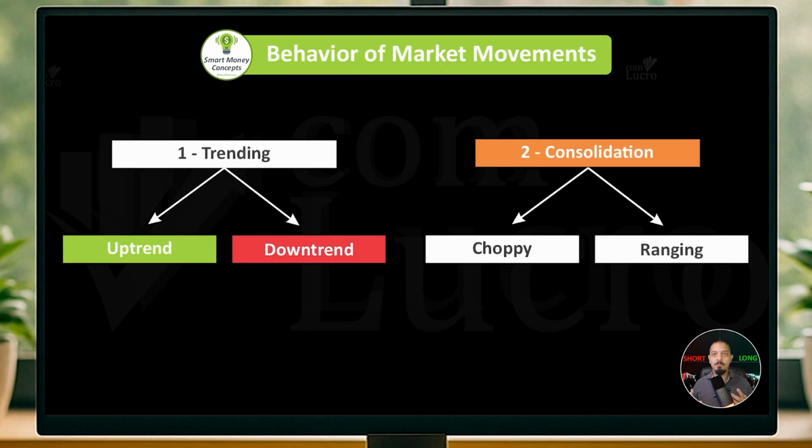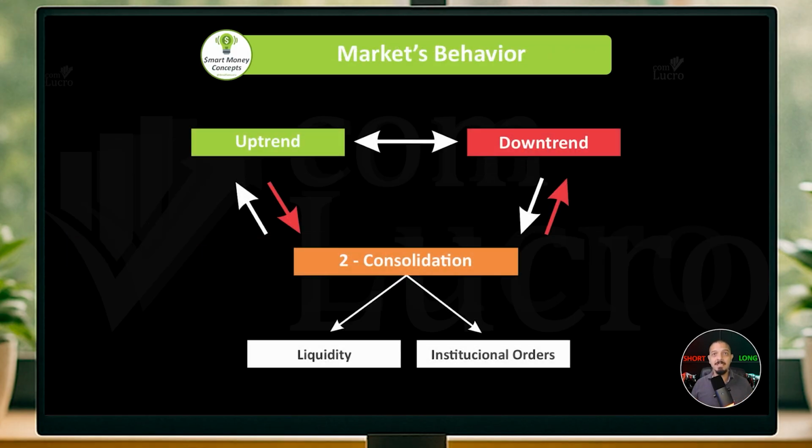Let's get started with market structure. The driving forces behind price movement can be simplified into two essential dynamics that constantly shape the market. The first is trending, which includes both uptrends and downtrends. And the second is the consolidation phase, which you might recognize as a ranging or choppy market. Think of it as a continuous cycle, where price flows naturally between downtrends, uptrends, and consolidation periods.